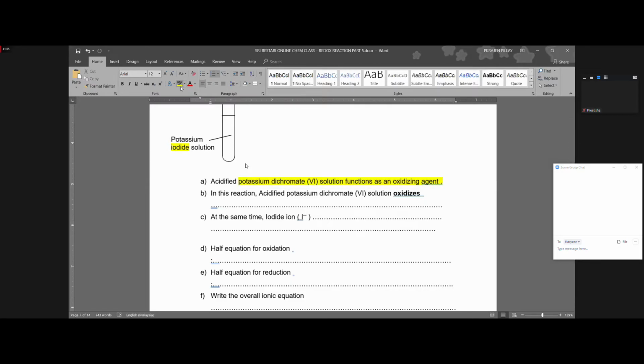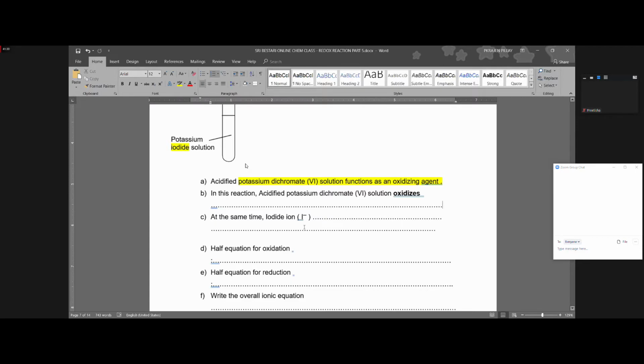So if it's oxidizing, it will oxidize what? Same thing again, write that down. Iodide ions to become iodine. It will oxidize iodide ions to become iodine. Got that? All right, oxidizes iodide ions to become iodine.